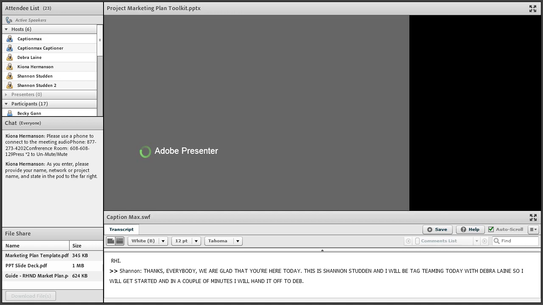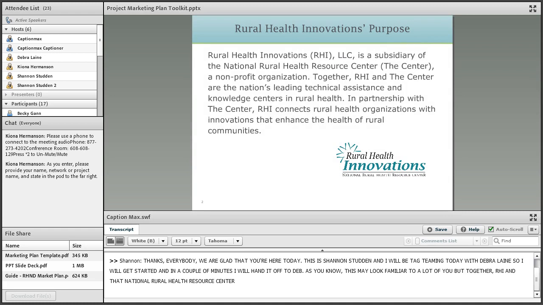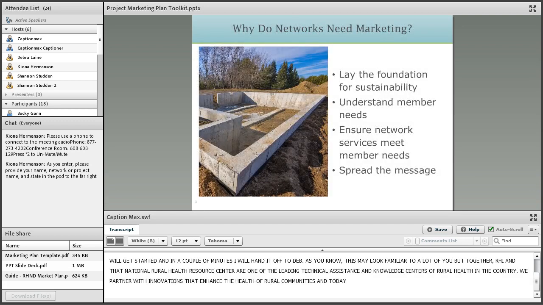As you probably know, this may look familiar to a lot of you, together RHI and the National Rural Health Resource Center are one of the leading technical assistance and knowledge centers in rural health in the country. And in partnership with the center, RHI connects rural health organizations with innovations that enhance the health of rural communities. And today, the focus of those innovations will be centered around marketing.